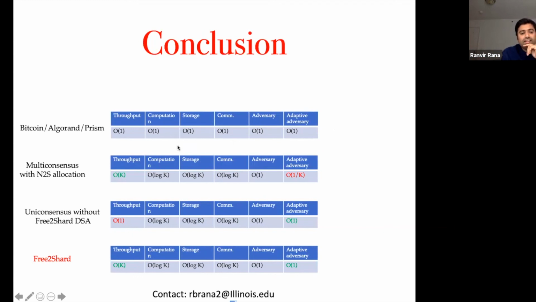And this is my last concluding slide. In Bitcoin, you have good security against both adaptive adversaries and static adversaries, but you don't have any scaling in communication, computation, or throughput. With multi-consensus architectures, your throughput scales, but you no longer have security against adaptive adversaries. In a uniconsensus without dynamic self-allocation, you have security against dynamic adversaries, but your throughput doesn't scale because a worst case shard will have a throughput of 1 by k, and that multiplied by k, the total number of shards, will give you throughput of order 1. But in Free2Shard, we can scale throughput while maintaining resilience to adaptive adversaries and having this whole system identity free.